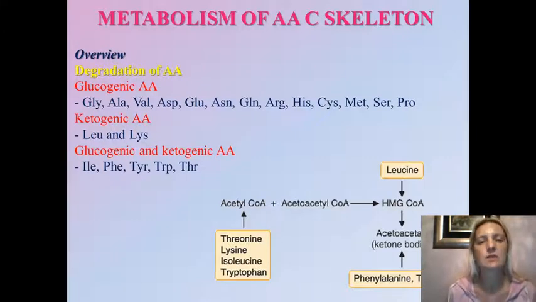So the glucogenic amino acids, and this is going to be very useful for your test, are glycine, alanine, valine, aspartate, glutamate, asparagine, glutamine, arginine, histidine, cysteine, methionine, serine, and proline. Purely ketogenic amino acids are only two, leucine and lysine. And both glucogenic and ketogenic amino acids are isoleucine, phenylalanine, tyrosine, tryptophan, and threonine. So they can synthesize glucose or they can synthesize ketone bodies and acetyl coenzyme A.